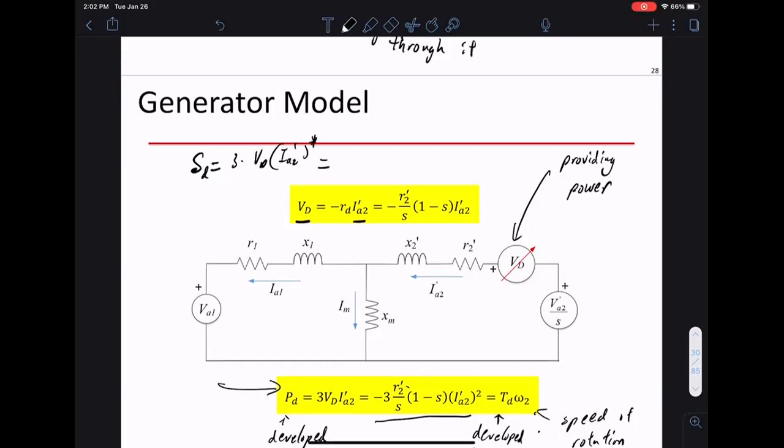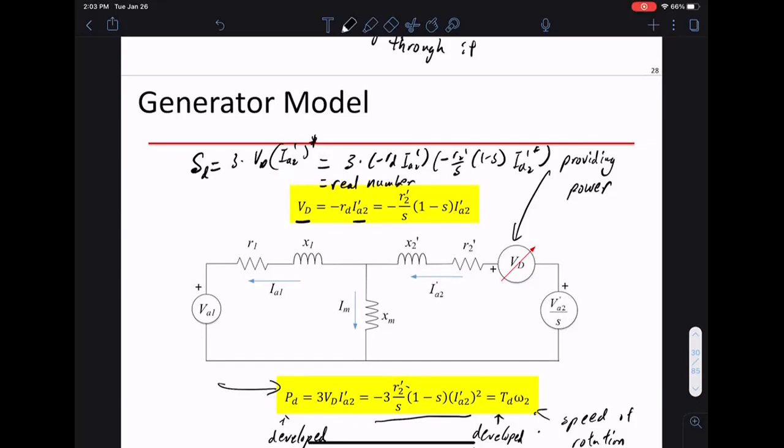But this is 3 times minus RD IA2 prime times, if I look at a complex conjugate, minus R2 prime over S. These are all real numbers, right? 1 minus S is a real number. IA2 prime could be a complex number, could be a complex conjugate. I may need to take complex conjugate, this is fine. But this is a real number. Okay, this is a real number, right?